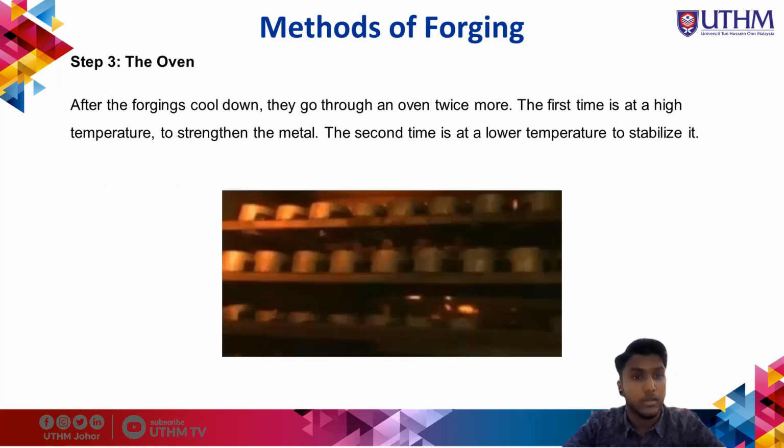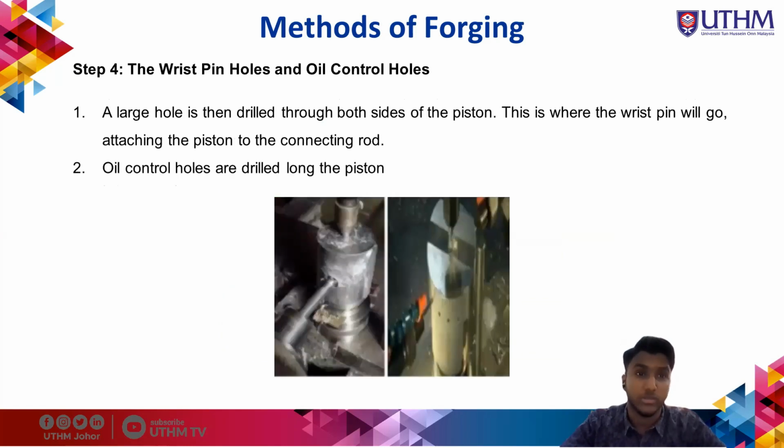Then the slug will be put into the oven. After the forging cools down, it goes through the oven twice more. The first time at a high temperature to strengthen the metal, and the second time at a lower temperature to stabilize it. Next, the fourth step is the wrist pin hole and oil control holes of the piston.